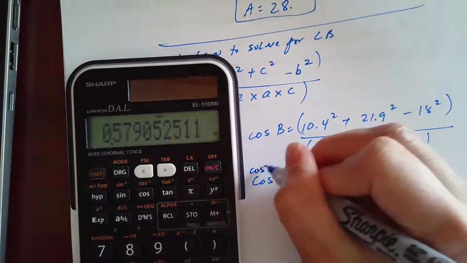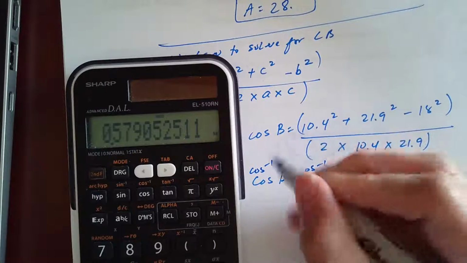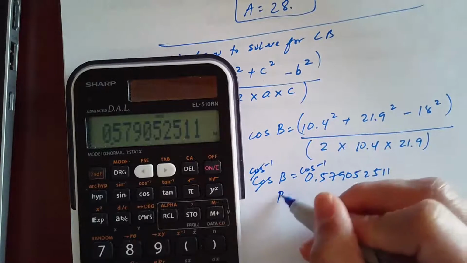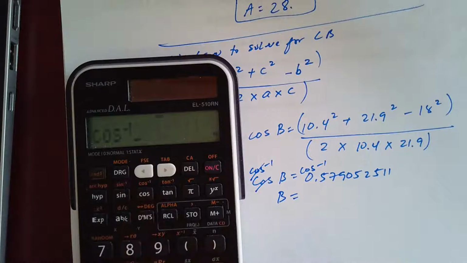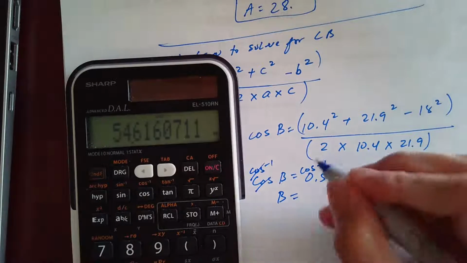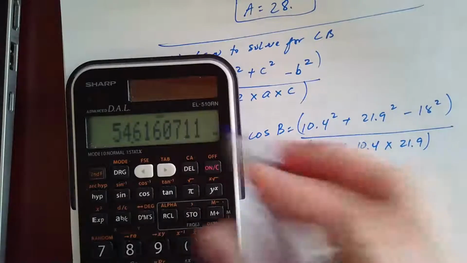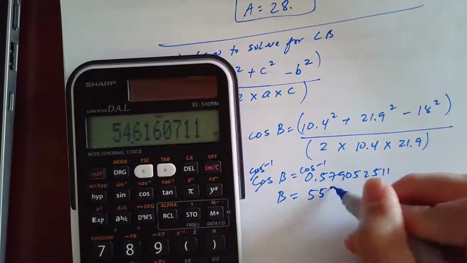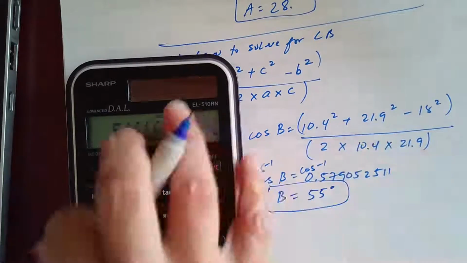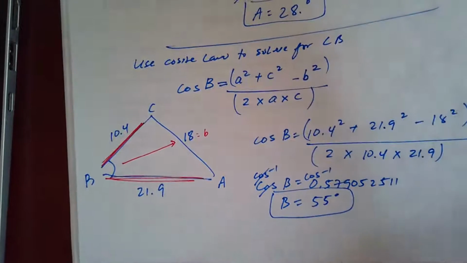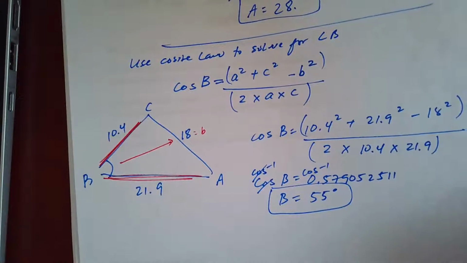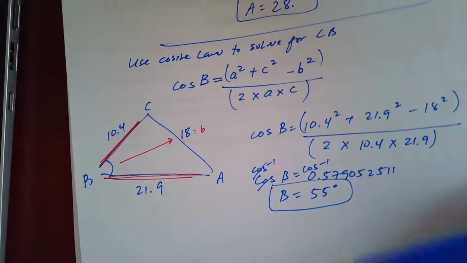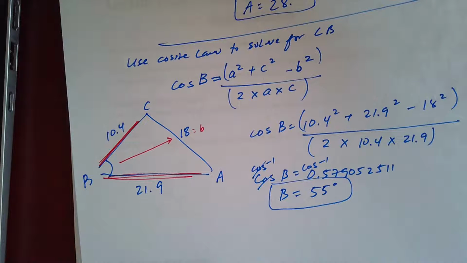And then finally, I'm going to do the cos inverse to cancel the cos, so I'm left with the B. So I got 55 degrees. Okay, so now I got angle A to be 28 degrees. Angle B would be 55 degrees. Next thing that I gotta do is angle C.